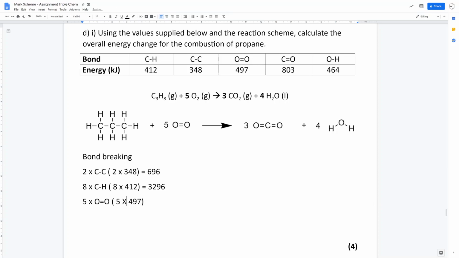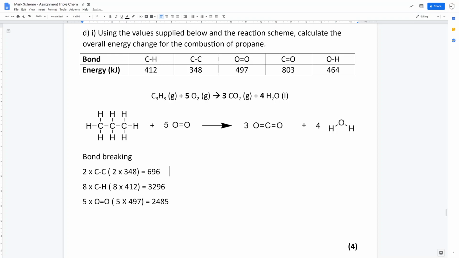Okay, let's change that to a lowercase. Right, so 5 times 497 equals 2,485. Okay, that looks like all the bonds on the left now, so I'm going to add these values up.